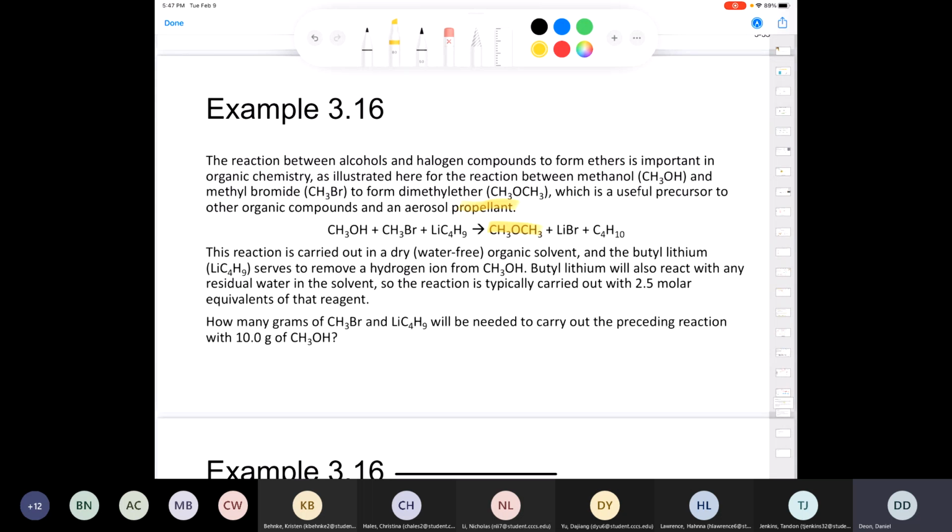It's also a propellant. If you think of an aerosol, like maybe whipped cream, it usually uses dimethyl ether as the propellant. The reaction is carried out in a dry organic solvent, and butyllithium, this guy right here, serves to remove a hydrogen from the methanol. Butyllithium will also react with any residual water in the solvent, so it's usually carried out with 2.5 molar equivalents of that reagent, just in case there's anything around. How many grams of methyl bromide and butyllithium will be needed to carry out the preceding reaction with 10 grams of methanol?